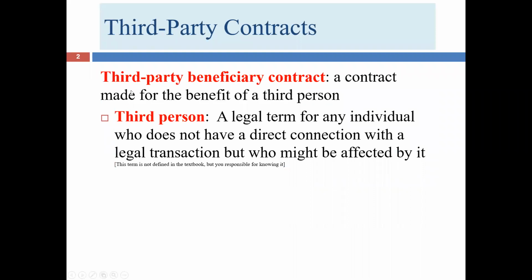So let's begin by defining what a third-party contract is. The textbook author adds the word beneficiary between third party and contract, which is fine. You don't really need it, but it's fine to add it, because whether you talk about a third party contract or a third party beneficiary contract, you're talking about the same thing. It is a contract made for the benefit of a third person.